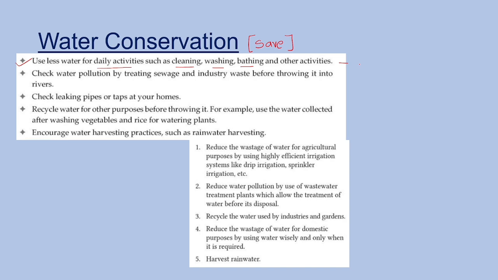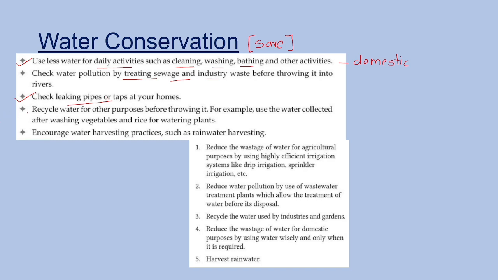So here, by adopting some methods, we can reduce domestic use of water. Industrial waste and sewage, before dumping it directly into the water bodies, we can treat them and thereby reduce water pollution. We should check leaking pipes and taps at home. This will help in conserving water.